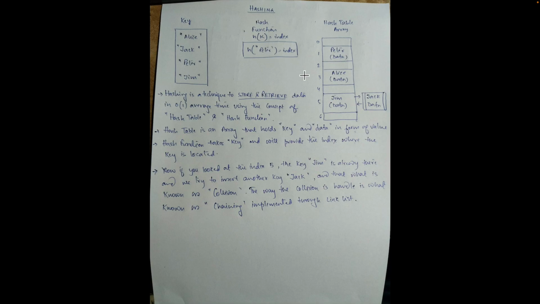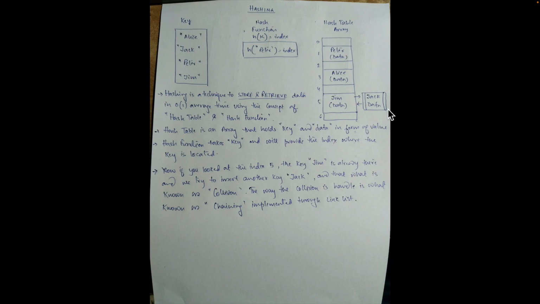So since the hash function has given the index as 5 for Jack, what Jack would do is that it will create a new node, and this new node will be connected with index 5 in the form of a linked list. As you can see over here, it's like a doubly linked list that has got the connectivity to and from the index 5. So Jack will also hold the data within this particular node.